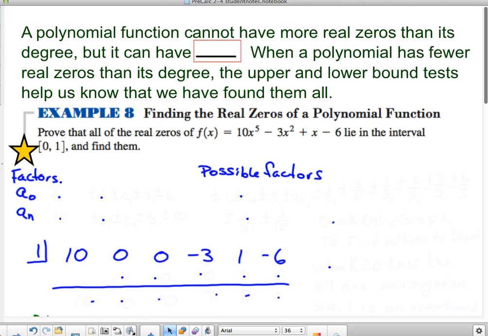Now, again, a polynomial function cannot have more real zeros than its degree, but it can have fewer real zeros than its degree. When a polynomial has fewer real zeros than its degree, the upper and lower bound tests help you know that we have found them all. You can also look at the picture, but remember, the picture itself gives you just your window vision into that picture. We also have to consider end behavior of the function and look at it as it approaches negative infinity, and test what's going on with our function, to help us with the conclusion that we have found all our zeros.